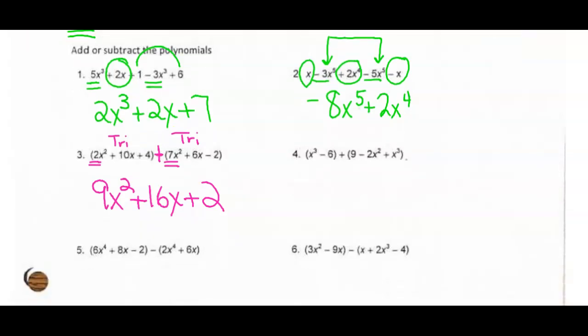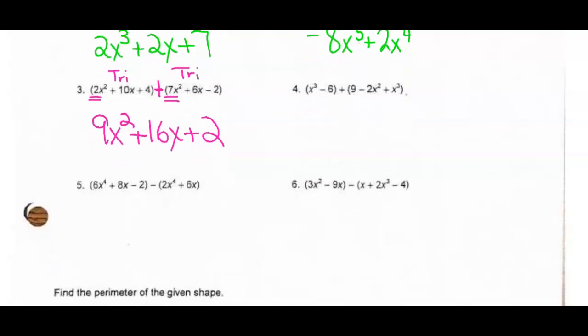But here's where you have to pay attention, 5 and 6. So on number 5, this is a trinomial. However, this is what's important here. On this one, there is a minus sign. And if you don't pay attention to that minus sign, you'll mess up. So this is a trinomial minus a binomial, which means you have to distribute a negative here. So what I like to do is change this to plus, and I change these to the opposite. Negative 2x to the 4th, negative 6x.